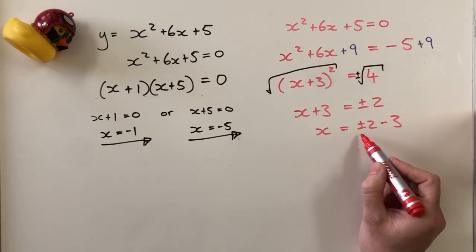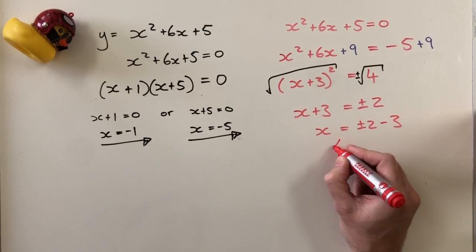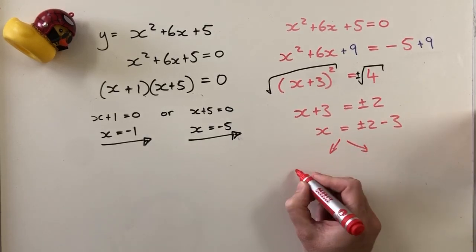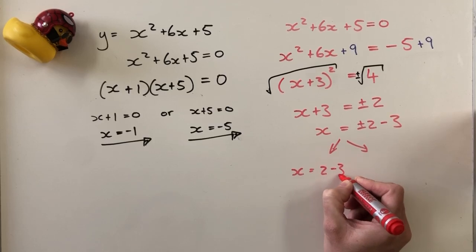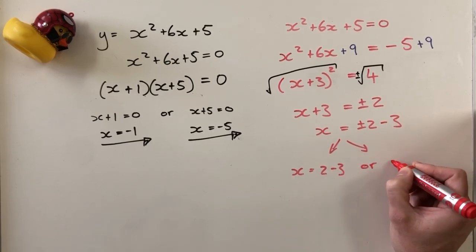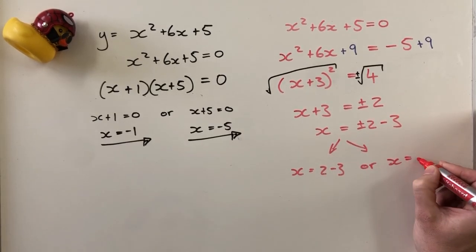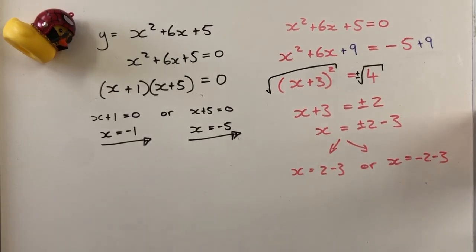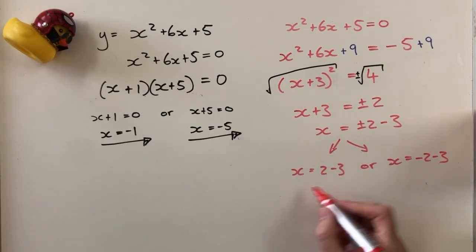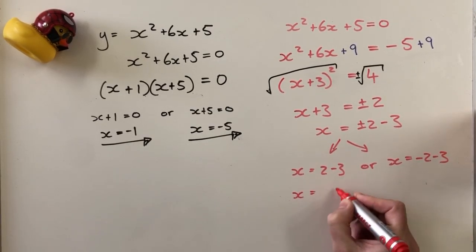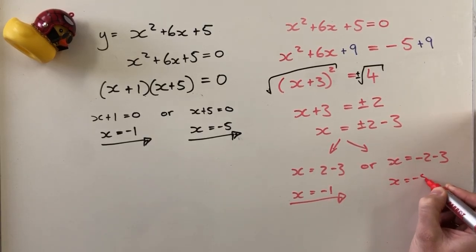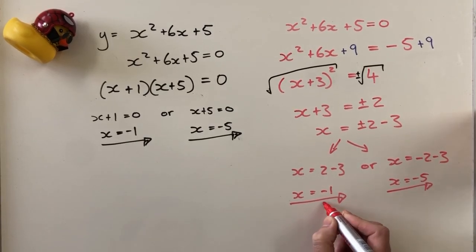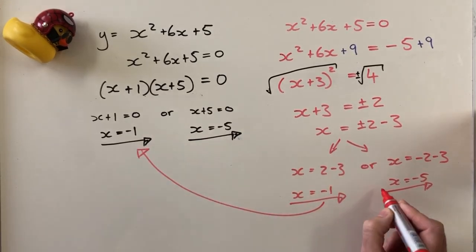Now, this might look weird because you're like, what is this plus or minus 2? It just means there are two options. So the one option is x is equal to 2 minus 3, or the other option is x is equal to minus 2 minus 3. And if I were to solve this, then x would be negative 1, or x would be negative 5. And wow, it actually worked.